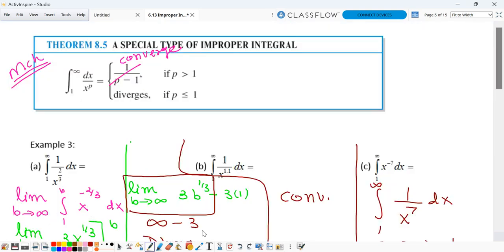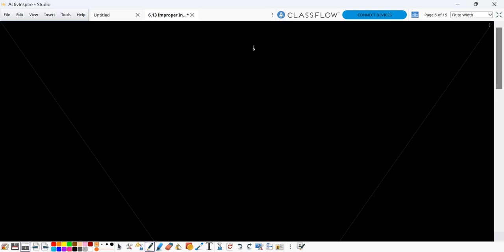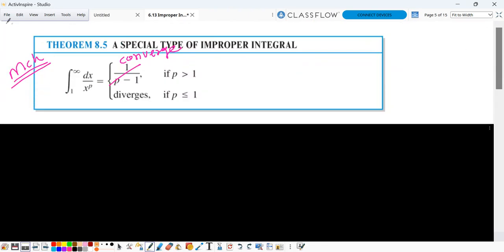So let's take a look at the other side here. A typical multiple choice question is something like this. You don't have to memorize this part. You just have to know that p greater than 1 converges, p less than or equal to 1 diverges. We are going to use this again in unit 10. It will be much easier in unit 10 once we know how to do this here.